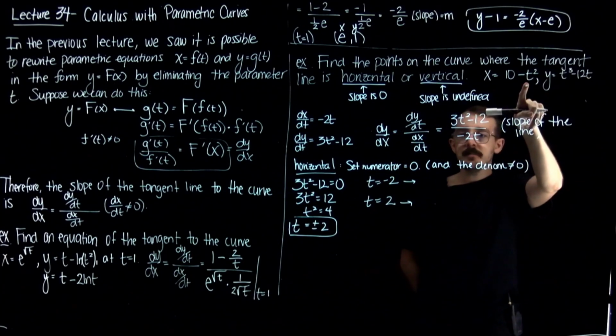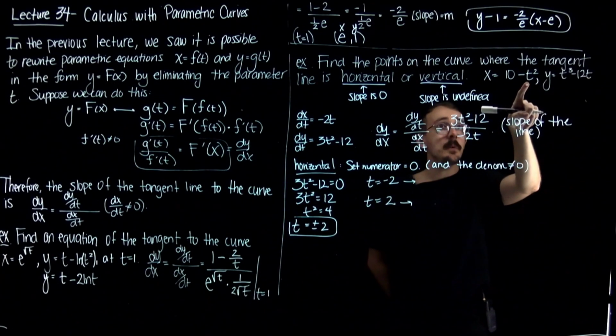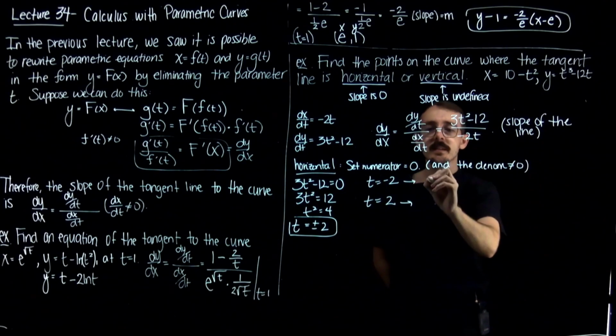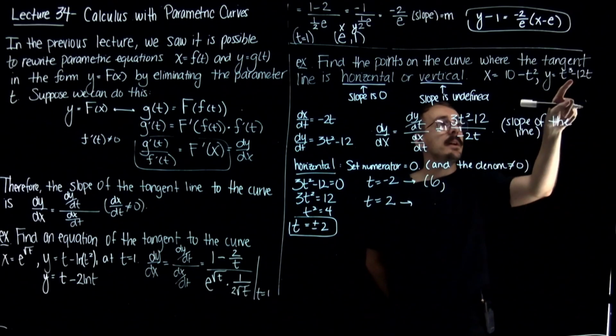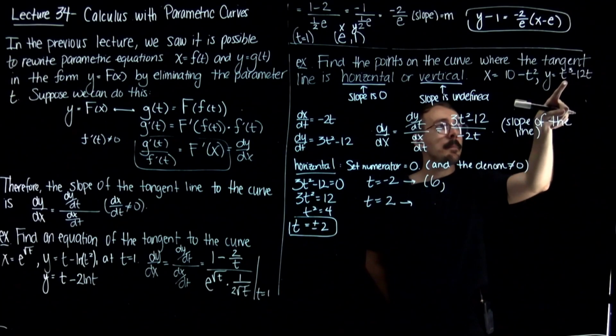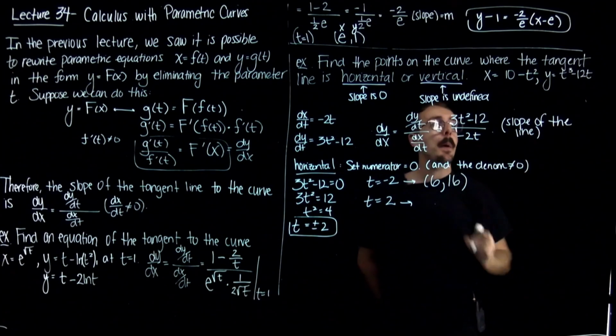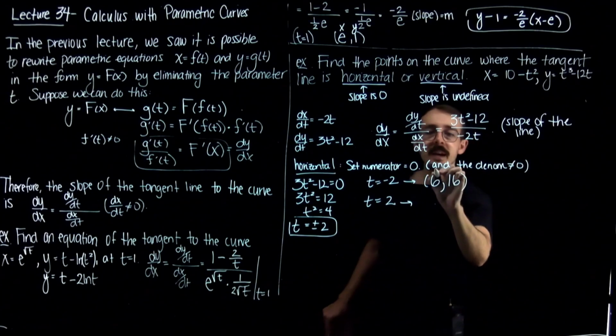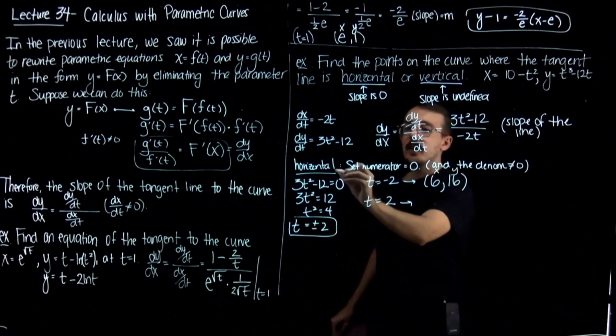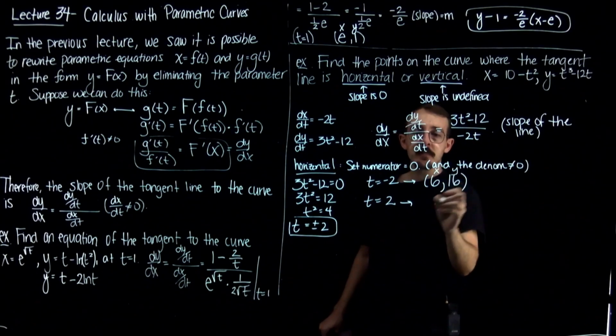So go to the original. When t equals -2, if I plug in -2 here, I get 10 minus 4 is 6. And if you plug in -2 here, you get -8. And then minus, and this is going to be minus 24. So this is actually positive 16. And this is my x and y coordinate where we have a horizontal tangent line.